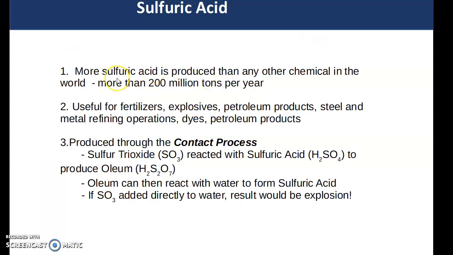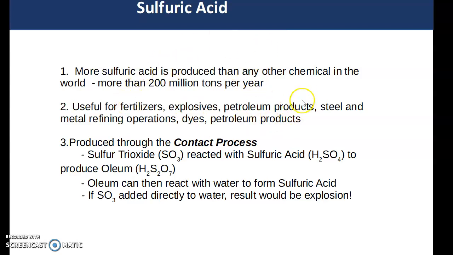Sulfuric acid is the most common chemical in the world, industrially. We produce more sulfuric acid than any other chemical. More than 200 million tons are produced every year. It's used in fertilizers, explosives, petroleum products, steel and other metal refining operations, and dyes.